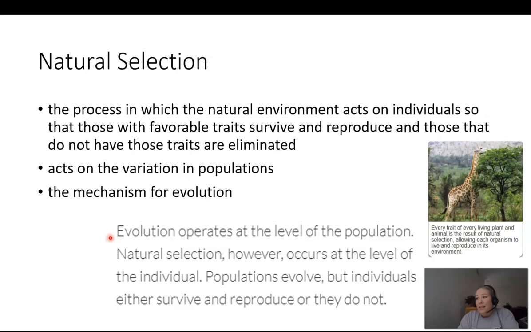Evolution operates at the level of the population. Natural selection, however, occurs at the level of the individual. Populations evolve, but individuals either survive and reproduce or they do not. Put a little star next to this. Evolution operates at the level of the population. Individuals don't evolve. They can change, they can adapt, but as a whole, it's the population that evolves because natural selection is acting on the individuals.